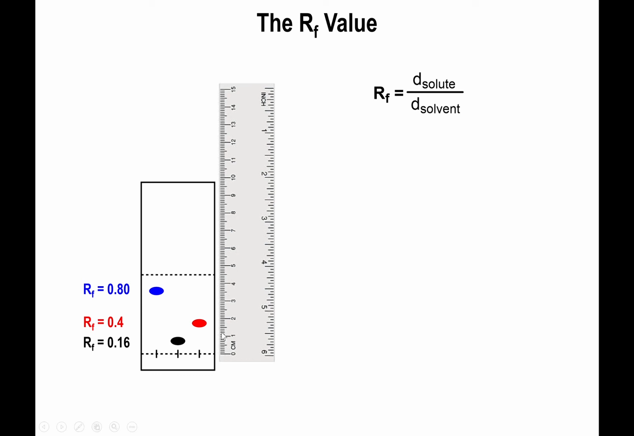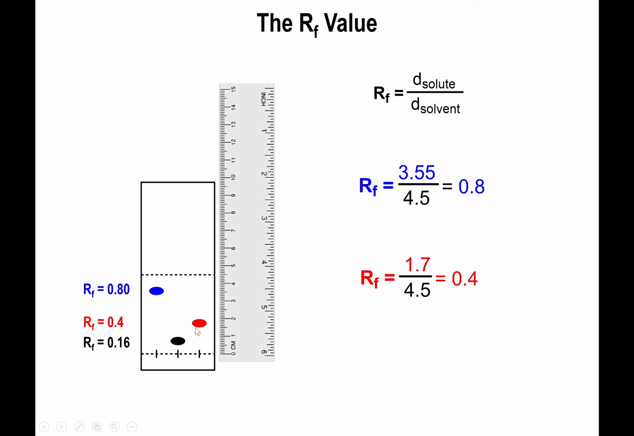And if you look at this ruler, this looks roughly a little bit above 4.5 centimeters. Looking at the blue line, we're a little bit below 4, about 3.55, kind of approximate. So 3.55 divided by 4.5, which is what we're estimating for the solvent front, is a value of 0.8.